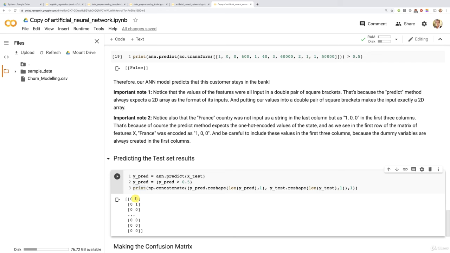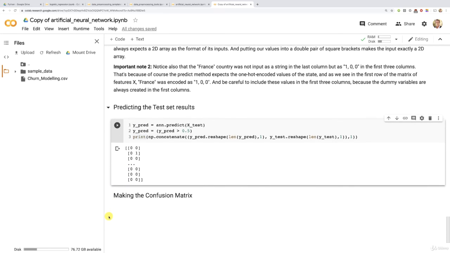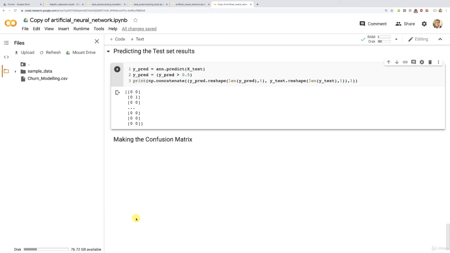That first customer of the test set, be careful, that's all the customers of the test set. Well, that first customer in reality stayed in the bank and was predicted indeed to stay in the bank. However, that second customer actually left in reality the bank, but was predicted not to. It was predicted to stay in the bank. Then the third customer stayed in reality in the bank and was predicted to stay in the bank as well. And then for these three last customers of the test set, well, they in reality stayed in the bank and were predicted to stay indeed in the bank. So the results look really good, but the real way to check this is with our confusion matrix.